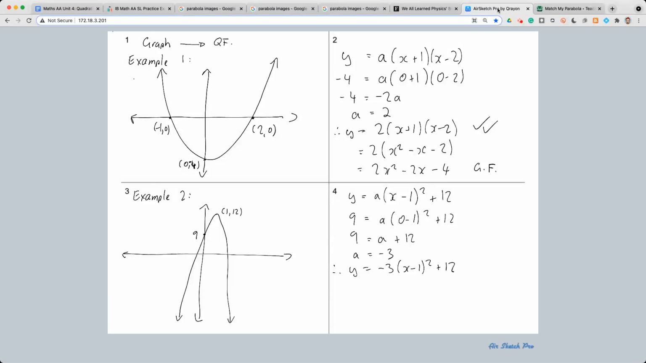And as usual, check for understanding, right? I've got a equals negative 3. Does that fit the shape of this graph? Yeah, it's reflected. So that makes sense. If you ended up with a equals 3 and you had a graph that looks like this, then you've made a mistake. So go back and fix it.